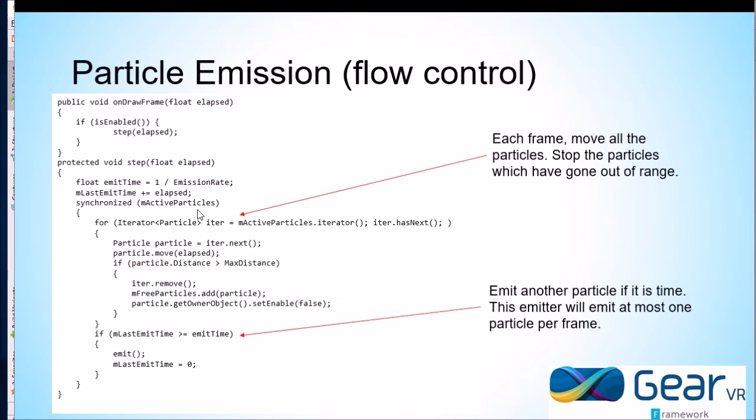So as you remember, the step function is where our flow control is. Each frame we move all the particles, and we'll stop the particles which have gone out of range. So this is where we call our particle move function, and then we compare it with the maximum distance so that we can free the particle and allow it to be reused. Here is where we check whether or not we need to emit a particle again in this frame.